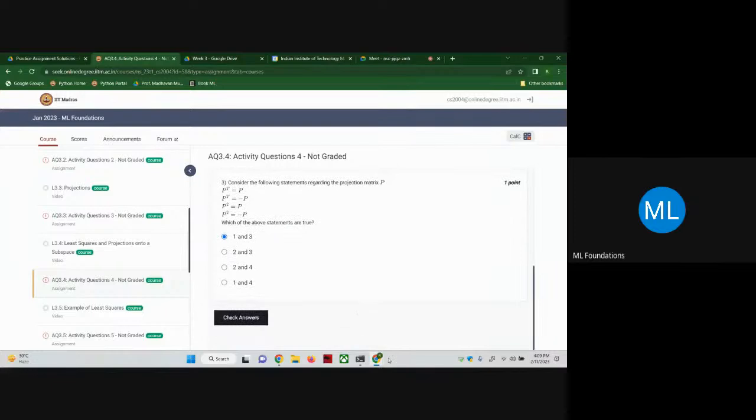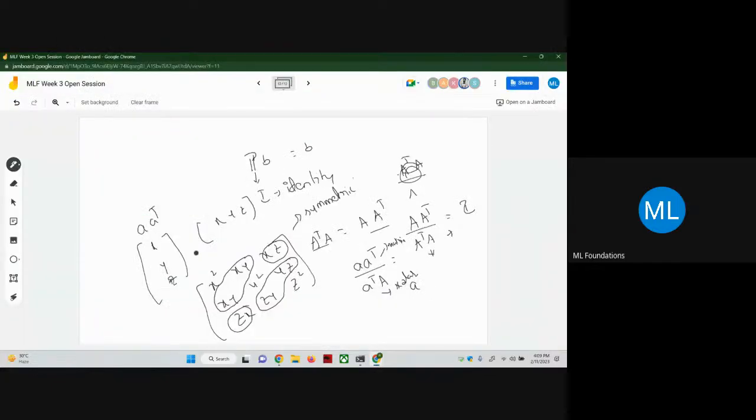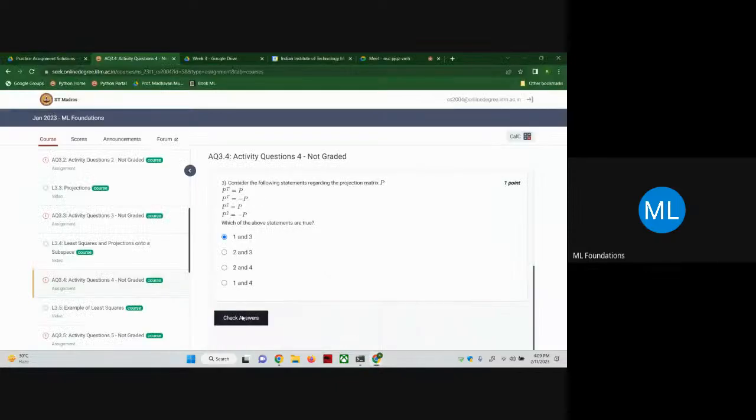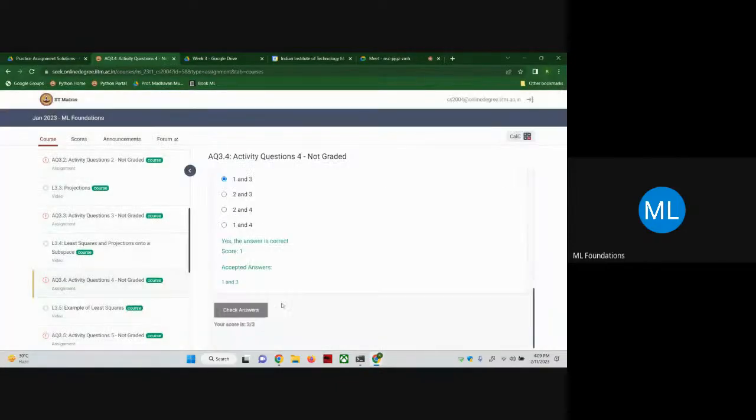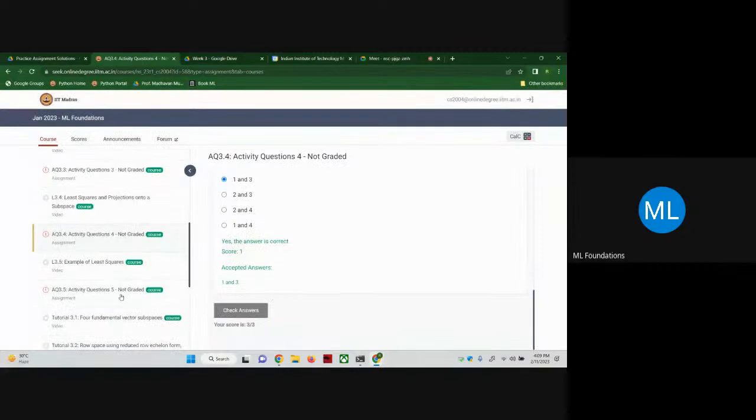So anything like A A transpose will always be symmetric. So until now we are good.